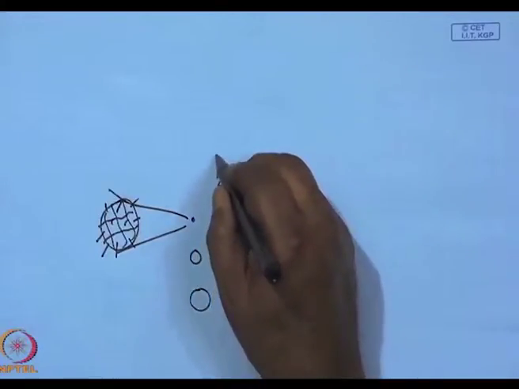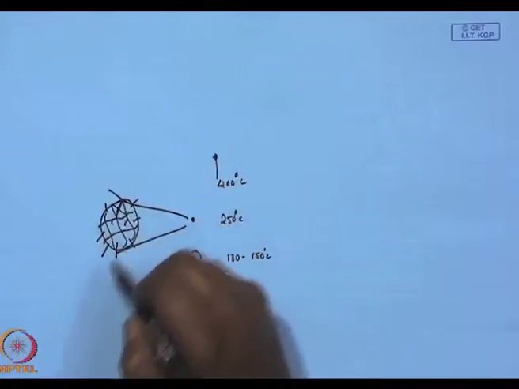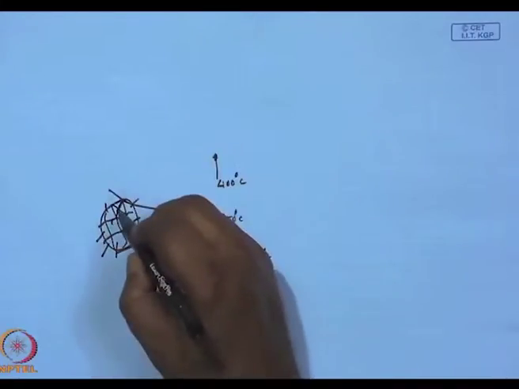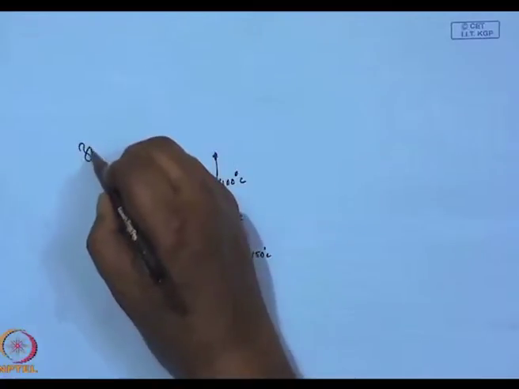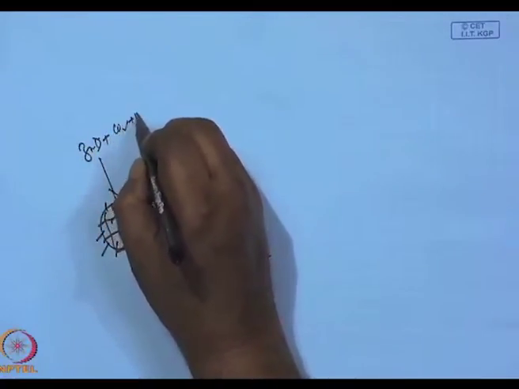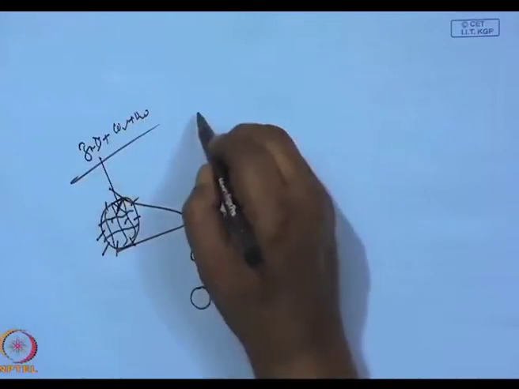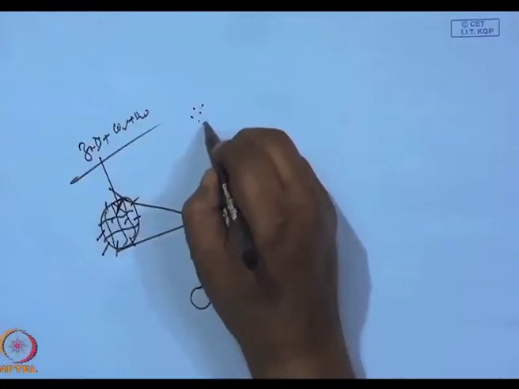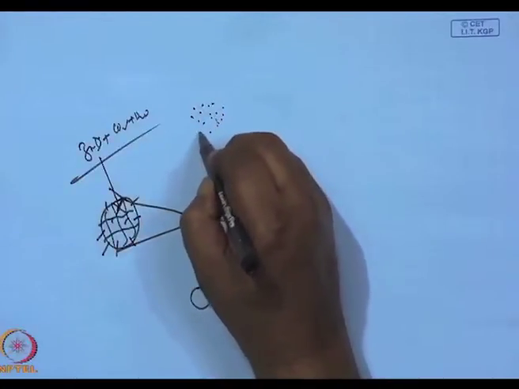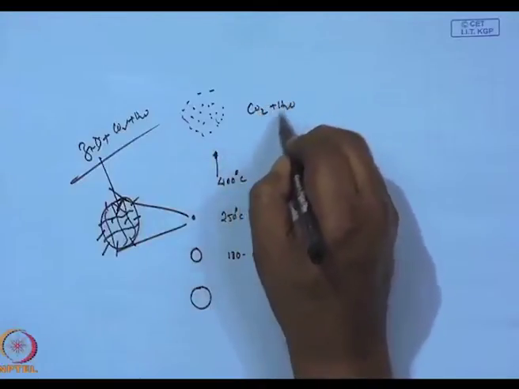Above 400 degrees centigrade, each of these crystals dissociates. Each of them is zinc acetate, so they would dissociate to give you ZnO plus CO2 plus H2O. So above 400 degrees centigrade, I would get powders of zinc oxide over here with carbon dioxide and water going out.